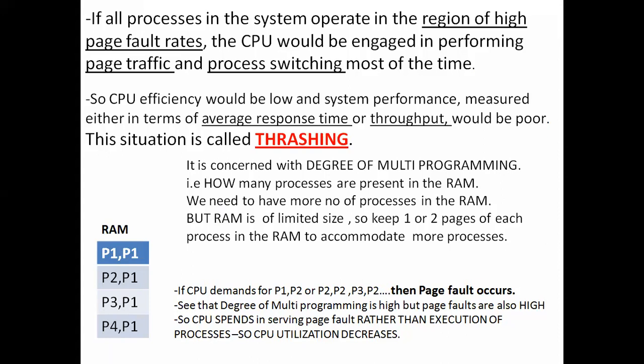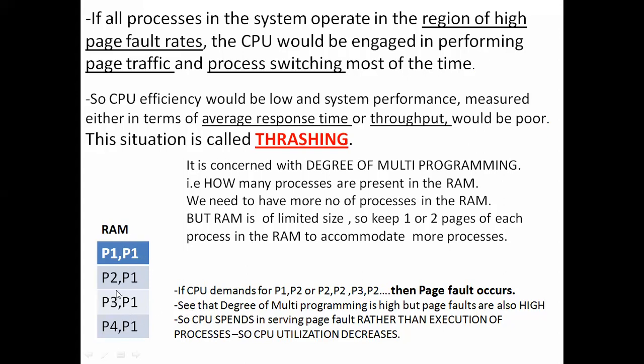No, sir. In that case, what will occur? Page fault will occur. Is it right? Yes, sir. So why will a page fault occur? Because the pages demanded by the CPU are not available in the RAM. Hence, page fault will occur, and you can observe that the degree of multi-programming is high, but the page faults are also high. Why? Because the pages demanded by the CPU are not present in the main memory. Hence we have a higher number of page faults.